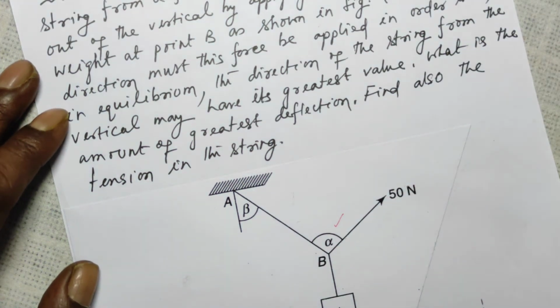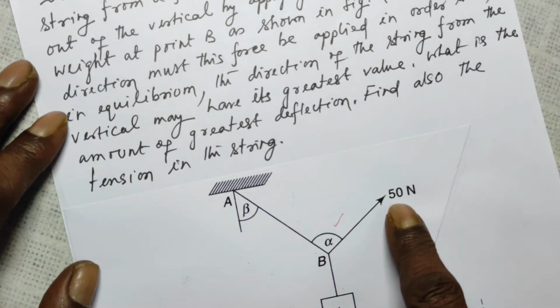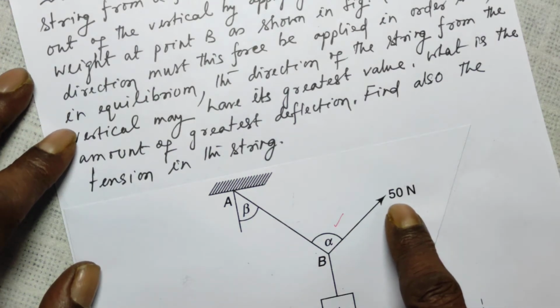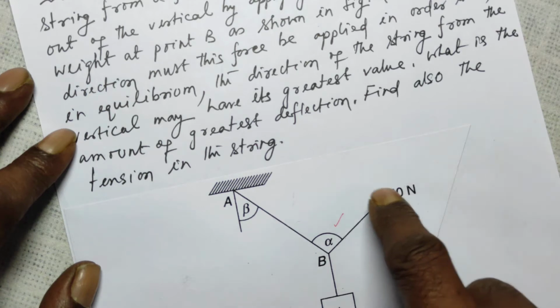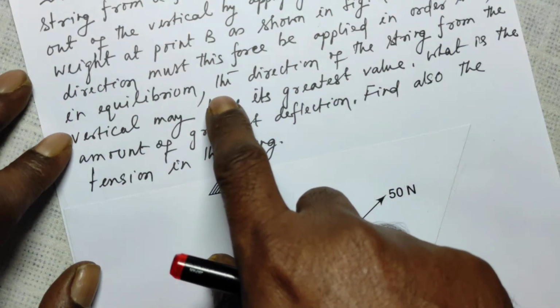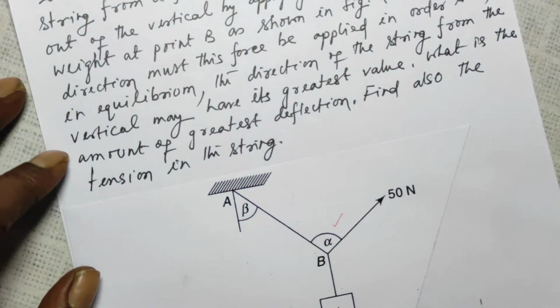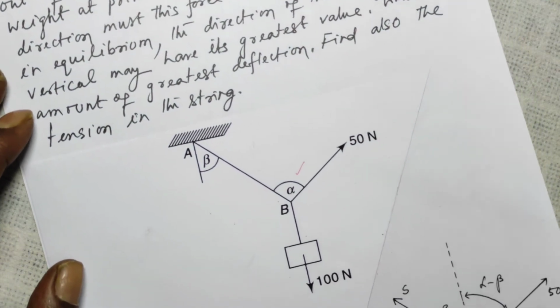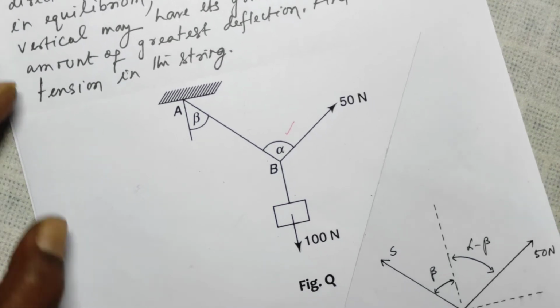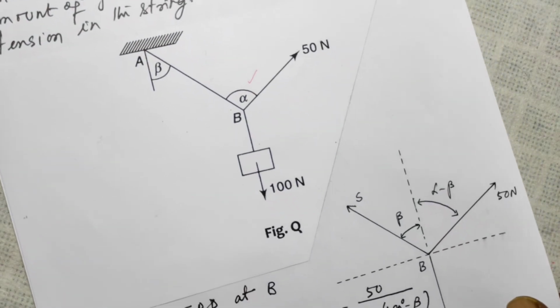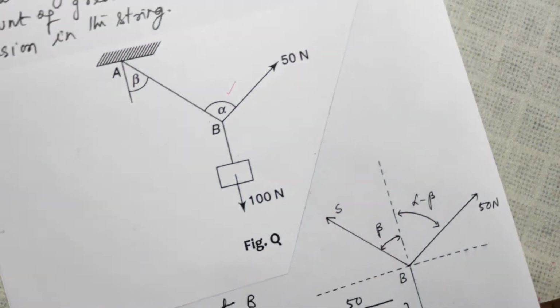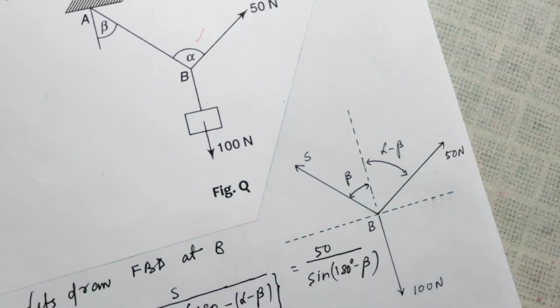In what direction must this force be applied in order that in equilibrium, when the net force acting on the body is 0, the sum of all the forces is 0, the direction of the string from the vertical may have its greatest value? What is the amount of greatest deflection? Find also the tension in the string. So I have drawn this original diagram given in the book.